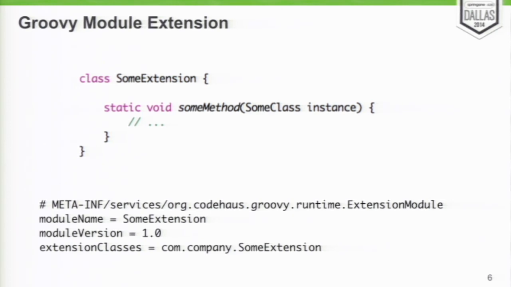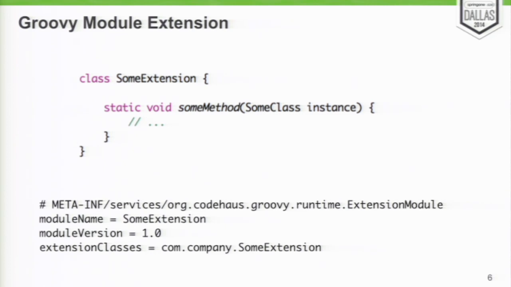At runtime, if this is on your classpath, Groovy will discover it using Java's service locator API stuff. Groovy will discover this extension module file and read it, and it will load up all of the classes that are listed as extension classes, and it will process all of them. And what processing them means is it'll look through the SumExtension class and look for all these static methods, and when it finds this SumMethod method, it looks at the first argument, SumClass.